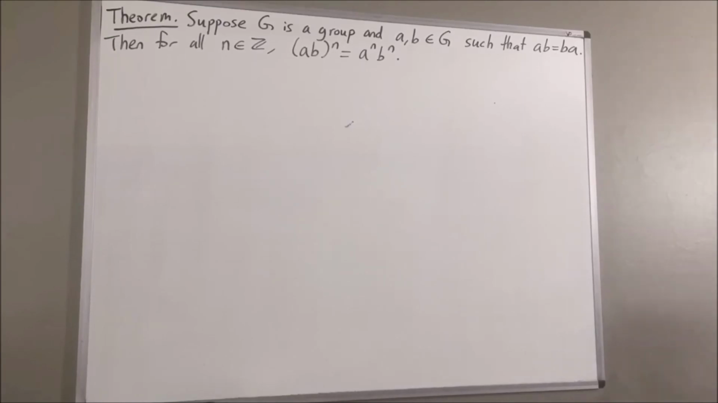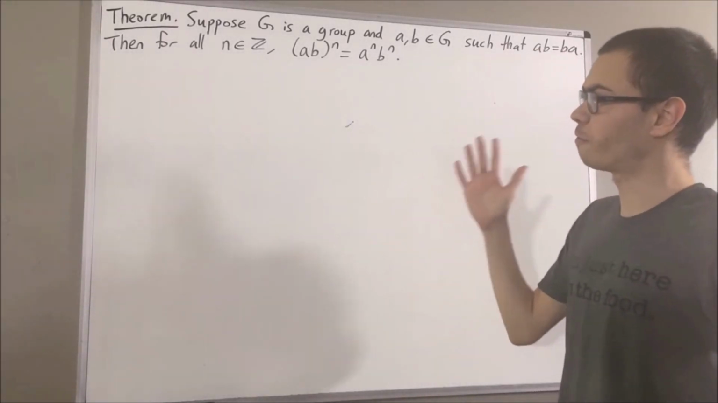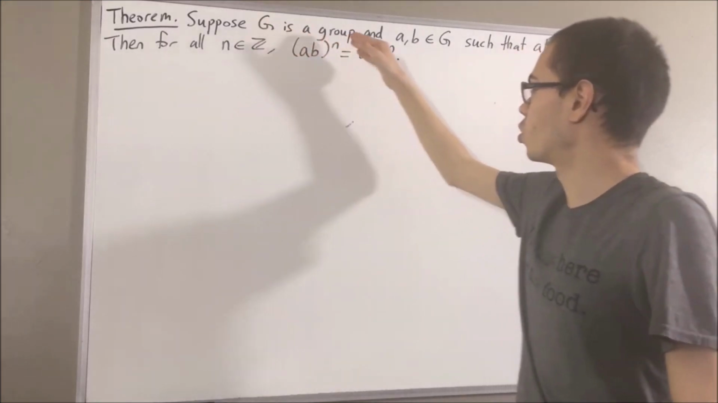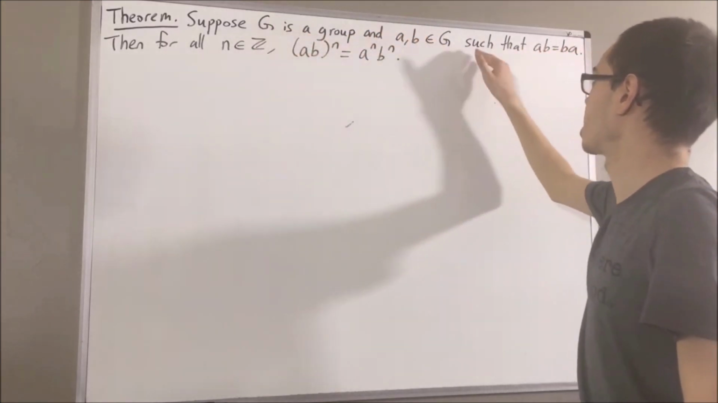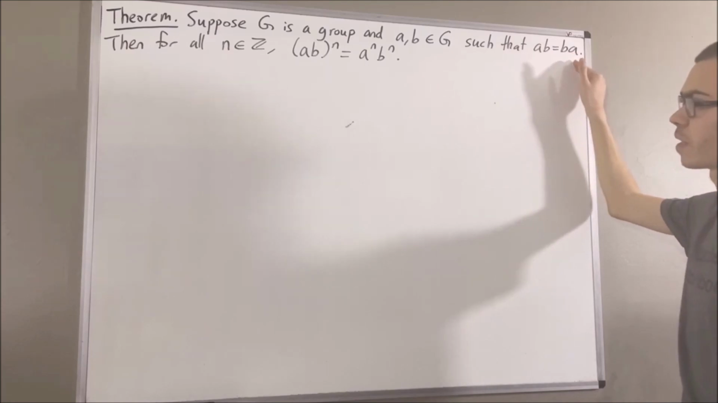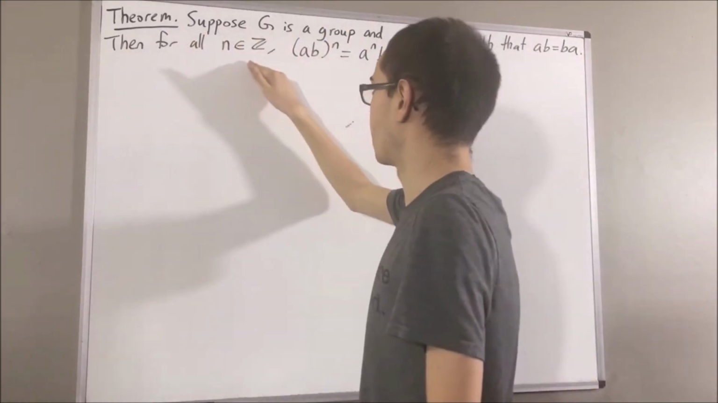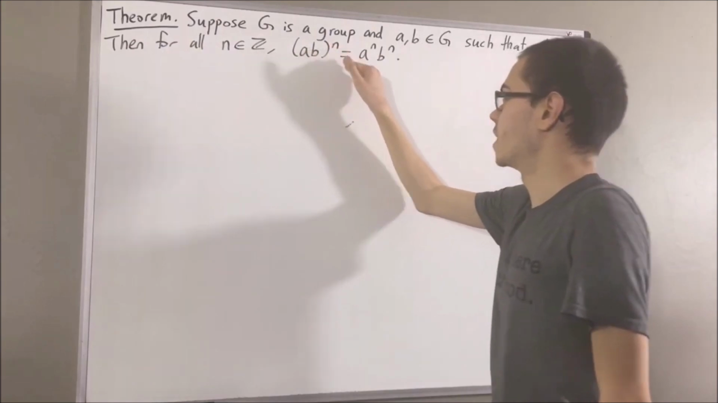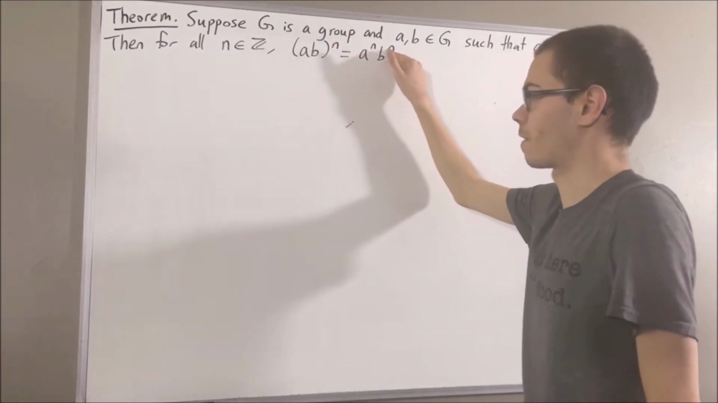Hello! In this video, we are going to prove the following theorem. Suppose G is a group and a and b are elements of G such that ab is equal to ba. Then for all integers n, (ab)^n is equal to a^n times b^n.